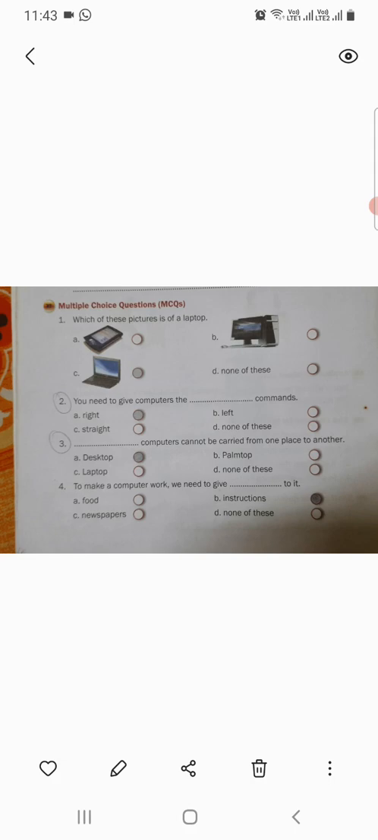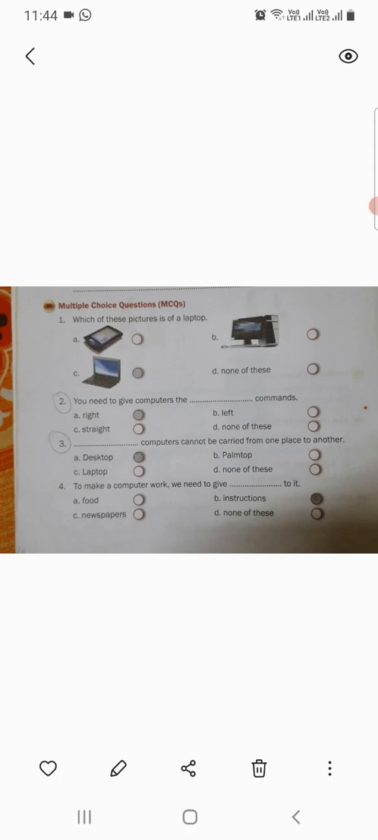Okay, next point is dash computers cannot be carried from one place to another. What are the options we have? Option A, desktop. Option B, palm top. Option C, laptop. Option D, none of these. So everyone say, what is the answer? Yes, desktop. Desktop computers cannot be carried from one place to another. That means option number A, desktop.